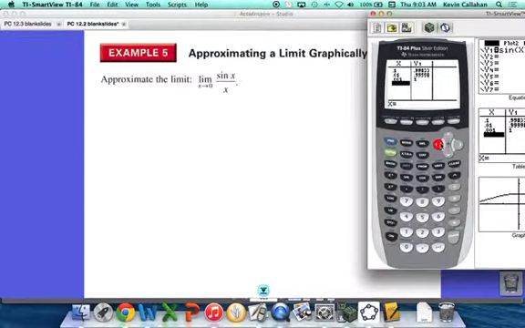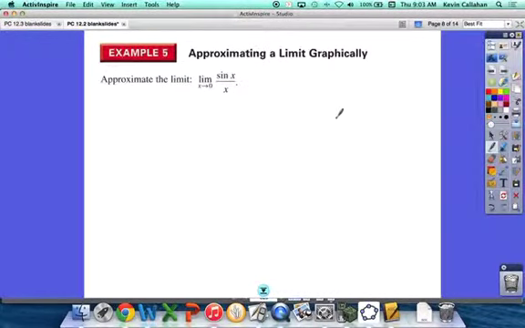So let's go with negative numbers. Negative 0.1. Negative 0.01. Negative 0.001. So what does it look like it's approaching from both the left and the right? It's approaching 1. So we don't have an algebraic technique like we just went over to handle that, but we can see it by looking at the graph. Okay. So that's the graphical approach.